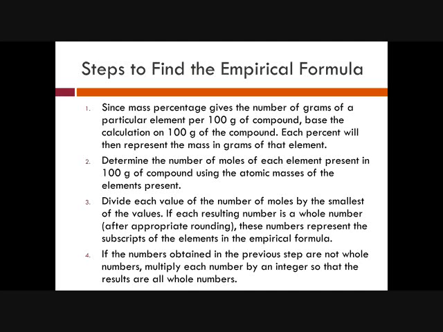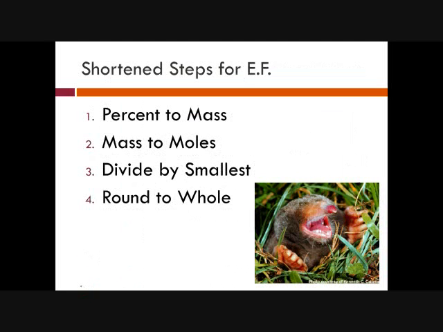The steps. My simplified steps are there for you. And the poem is percent to mass, mass to moles, divide by smallest, round to whole. What do? Percent to mass. You are given percentages, you change it to grams. Okay? Mass to moles. We did this yesterday. How do you go between grams and moles? What do you use?